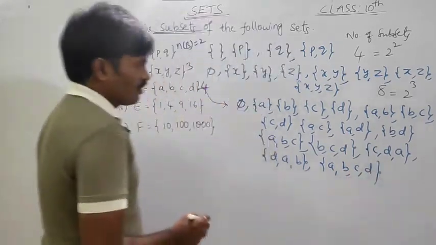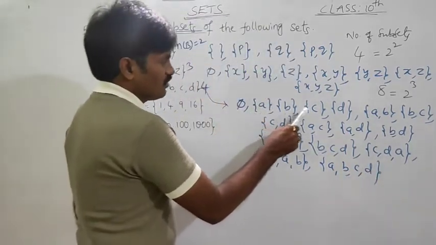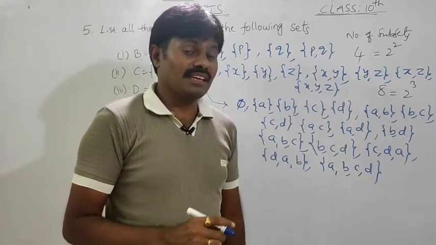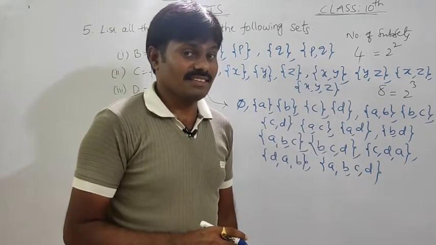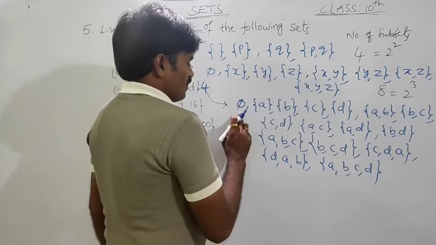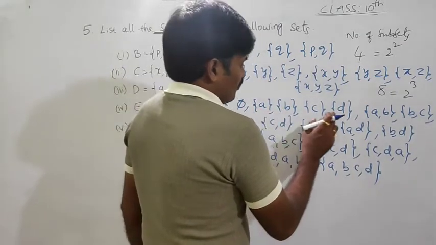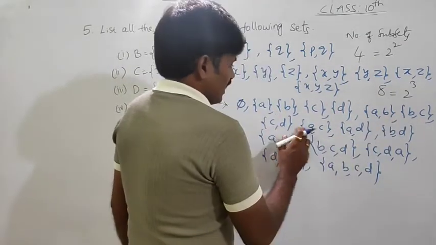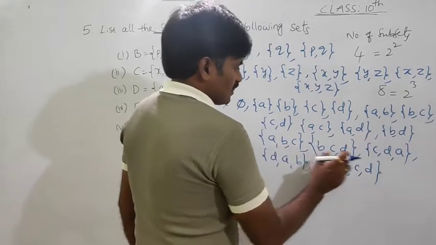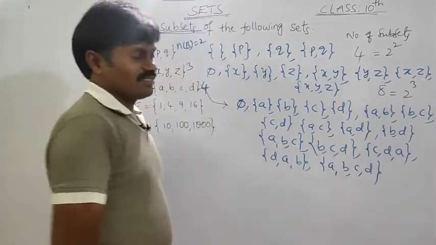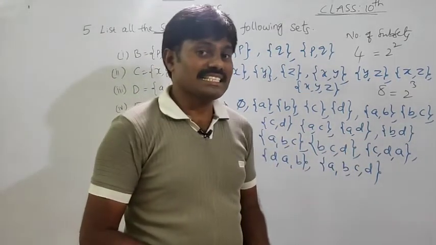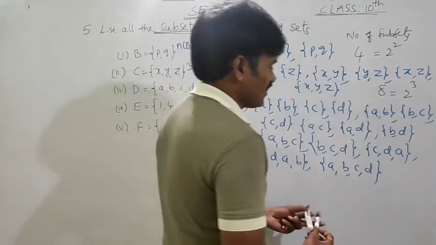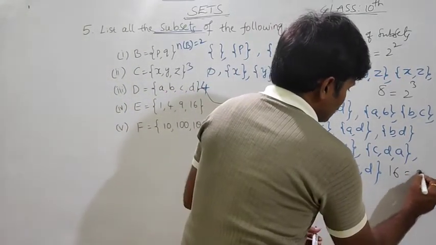Now count the number of subsets. Before that, how many subsets do we get? Can you guess? See, let me count. 1, 2, 3, 4, 5, 6, 7, 8, 9, 10, 11, 12, 13, 14, 15, 16. How many sets did we get? 16 sets we got. Whether it is satisfying our pattern or not.